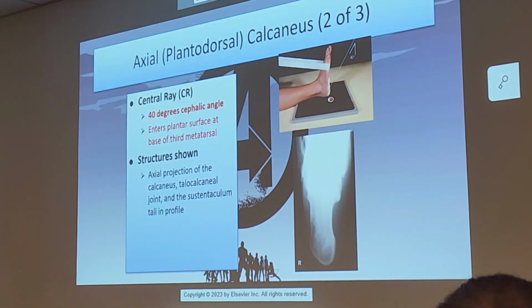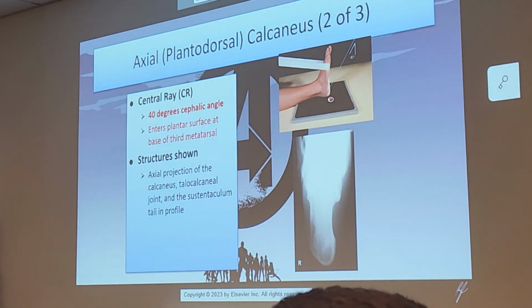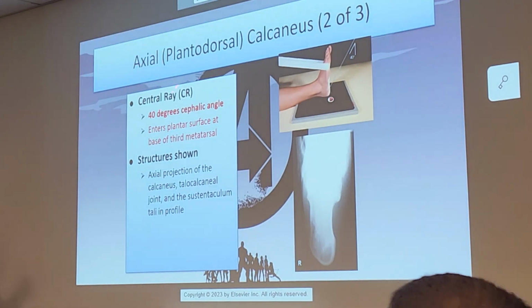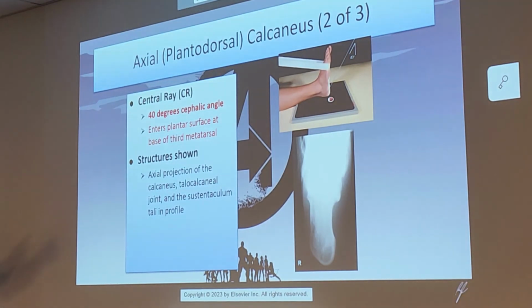And then, okay, the center ray, key word. The key word is how much angle, it's 40 degrees, okay? That's the key number. 40 degrees when you do axial plantar dorsal calcaneus. Entering the plantar surface at the base of the third metatarsal. You can't really palpate the third metatarsal. That's why it's mostly preferred to look at the lateral and the medial malleolus, palpate those, and that's where the CR will be entering from.